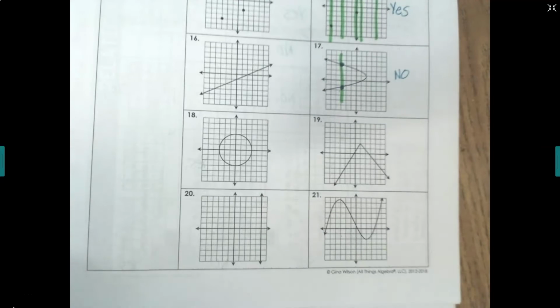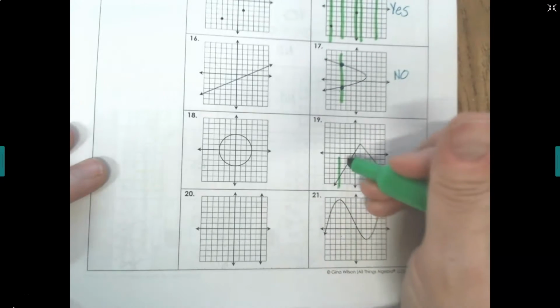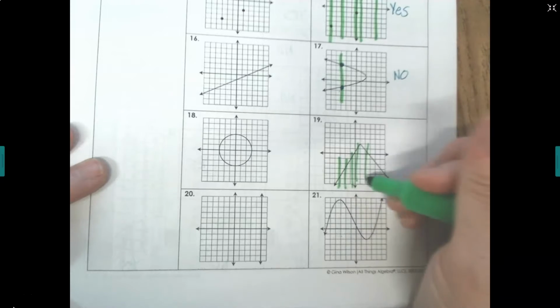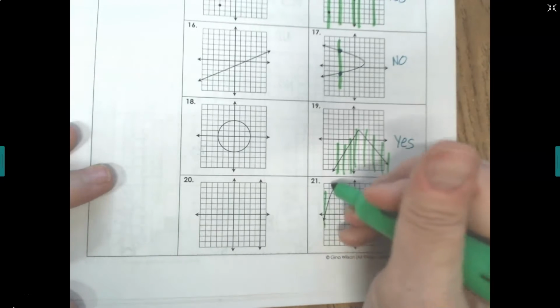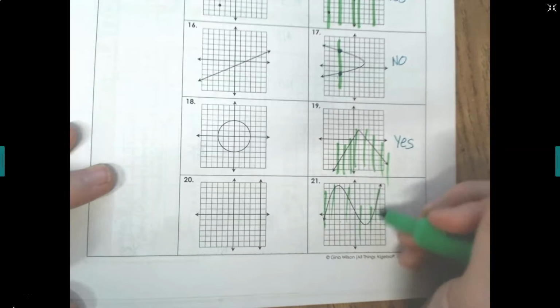Take a look at number 19. I can just check a whole bunch of vertical lines, and I'm seeing I'm only ever hitting the graph one time on each of those vertical lines, so this is a function. And for our last one that I want to do with you today, 21, same thing. Check your vertical lines. It's only ever hitting the graph one time as it goes through, so this last one is also a function.